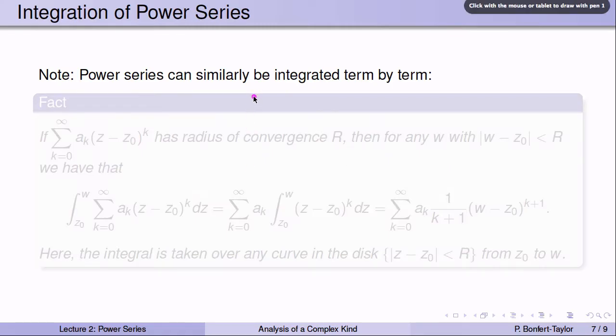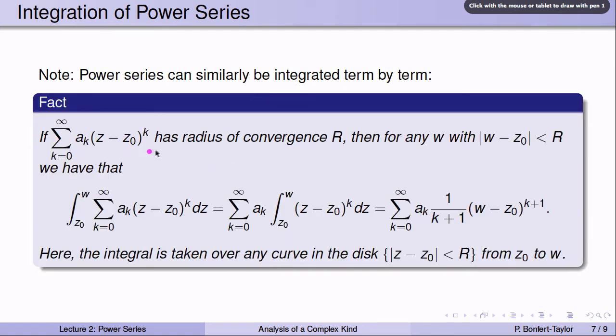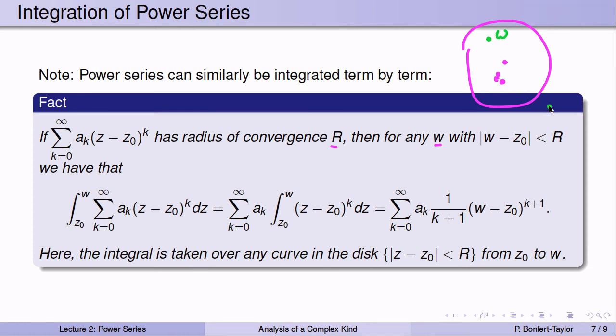Note, power series can similarly be integrated term by term. How does that go? Suppose you're given the power series of radius of convergence R, then for any w inside this disk of convergence, so here's the disk of convergence of center z0. For any w in that disk, we have that the integral from z0 to w of this whole series is equal to pulling the integral inside. So the series a_k of the integral of z minus z0 to the k, where the integral is taken over any path from z0 to w.